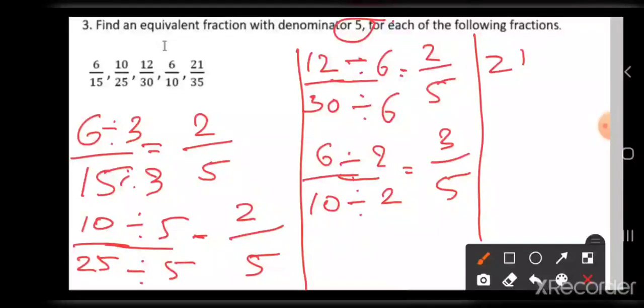Question number 5. 21 upon 35 is equal to dash upon 5. 5 sevens are 35 and 7 threes are 21.